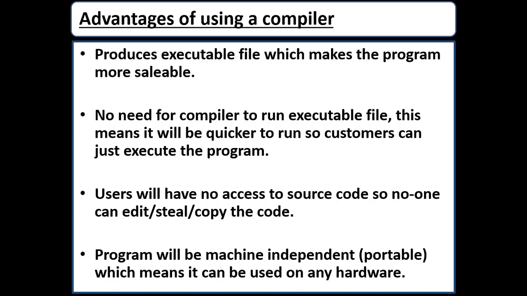The advantages of a compiler, on the other hand, is that it produces an executable file, which makes the program more saleable, and you won't need a compiler anymore to execute the file. All the user has to do is double click it to open it. Users will also not have access to the source code, which means they cannot edit, steal, or copy that code. So your code will be safe to release.